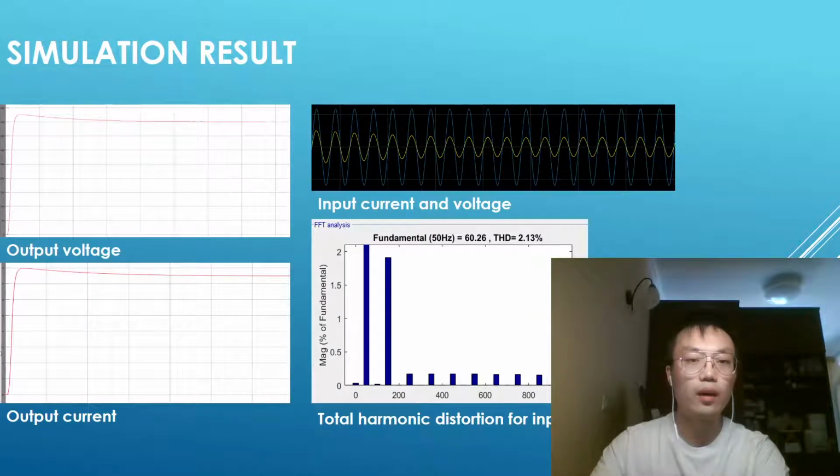Though the response time increases, the output voltage still keeps constant when it gets to the steady state, as the figure shows. The output current still keeps at 7.5 ampere. The input current and voltage figure showed that they are strictly in phase.